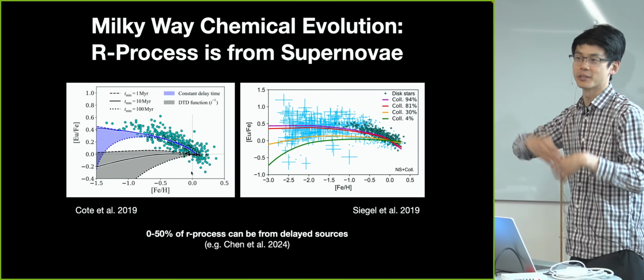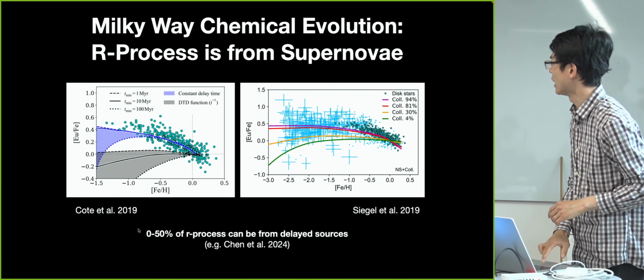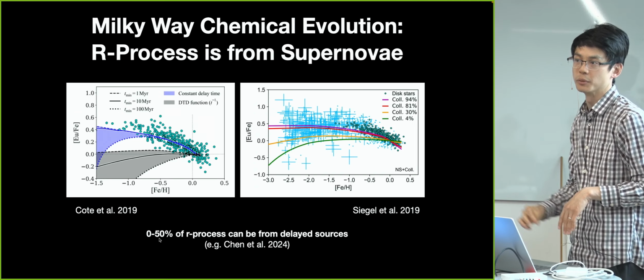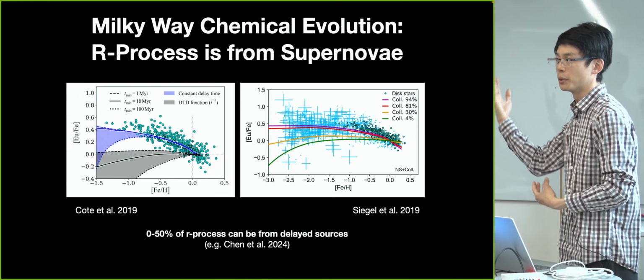And people have continued going back and forth about this fact. I think the most recent number over here is basically up to 50%, but no more, of the r-process in the Milky Way can come from delayed sources. So it would be a relatively unimportant source for the r-process on our planet.